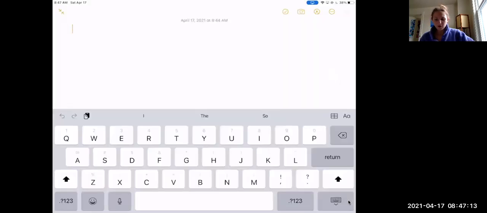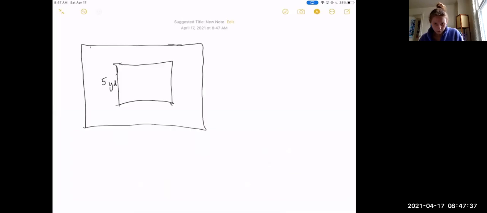Perfect. Okay, so we're going to start with this one. I'm just going to draw a little sketch of this and write some of the lengths on. This is 5 yards, this is 11 yards, 19 yards, and 13 yards. And we want to find this outer region.